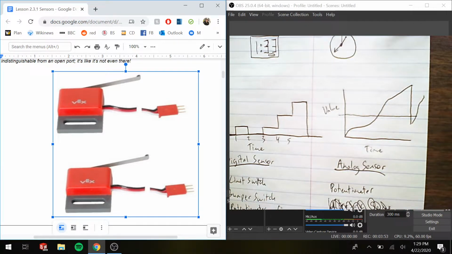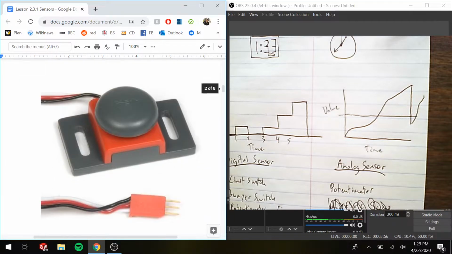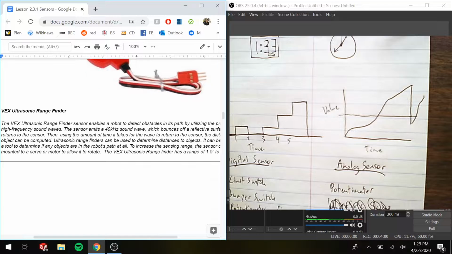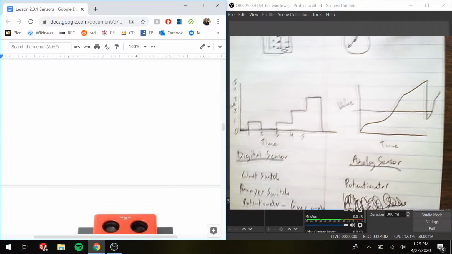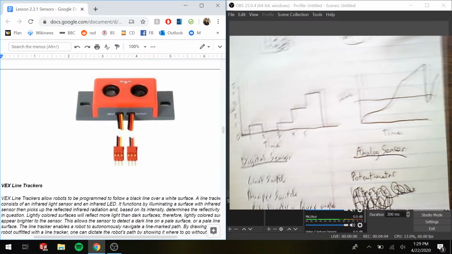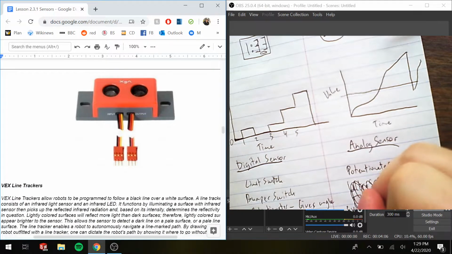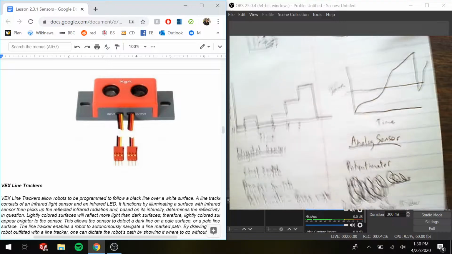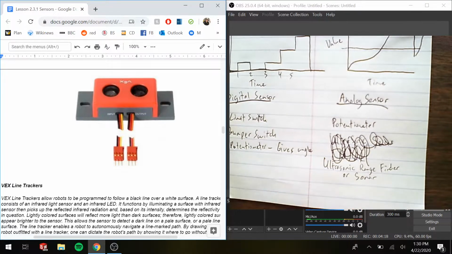Okay, so we talked about digital sensors. Let's talk about some analog sensors. We already mentioned a potentiometer, which gives us angle. The next one I'll talk about is called an ultrasonic rangefinder, also known as a sonar sensor. So an ultrasonic rangefinder, or sonar.